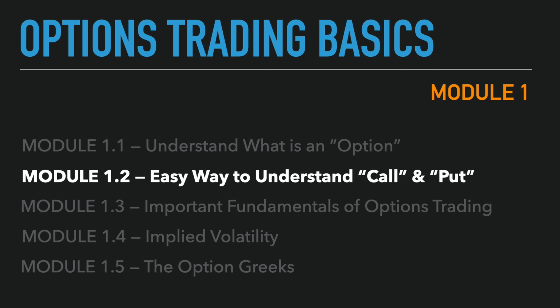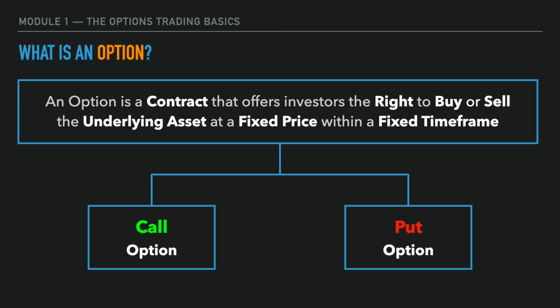Alright, let's get started. In the previous video, we discussed the definition of options and some important keywords to understand what exactly an option is. An option is basically a contract that offers investors the right to buy or sell the underlying asset at a fixed price within a certain fixed time frame.